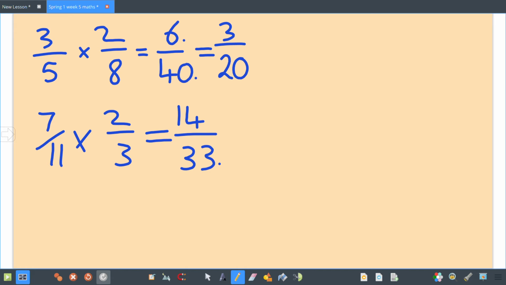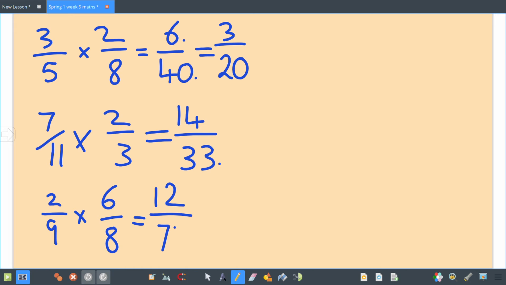Okay? And then your last one, 2/9 multiplied by 6/8. So multiply your numerators together. 2 times 6 is 12. And then multiply your denominators together. 9 times 8 is 72. Now I'm looking at this going, that looks familiar. Oh, 72 is also in my 12 times table, so I can simplify it by dividing them both by 12. So 12 divided by 12 is 1, and 72 divided by 12 is 6. Okay? So please make sure you simplify them if you can.